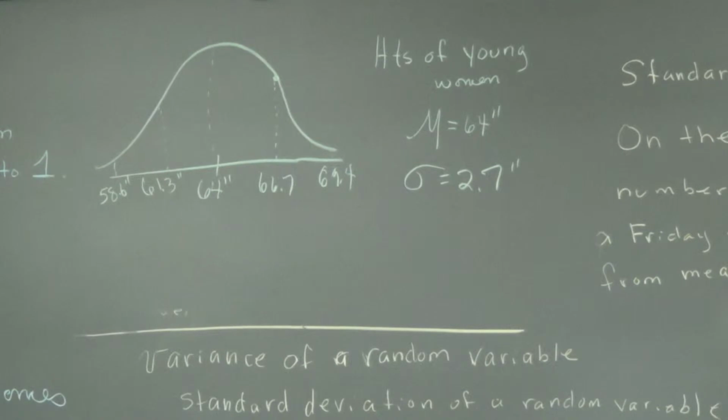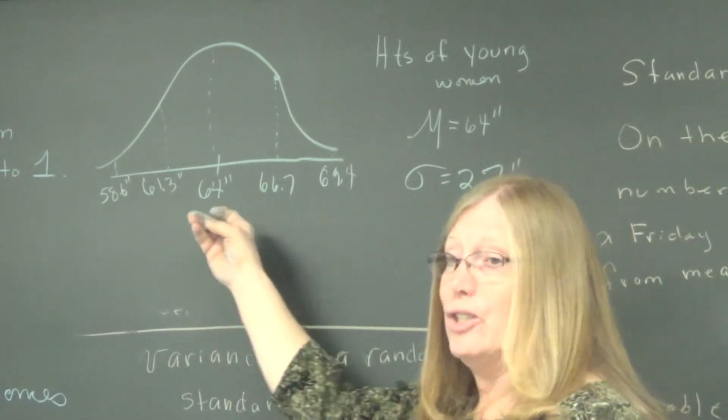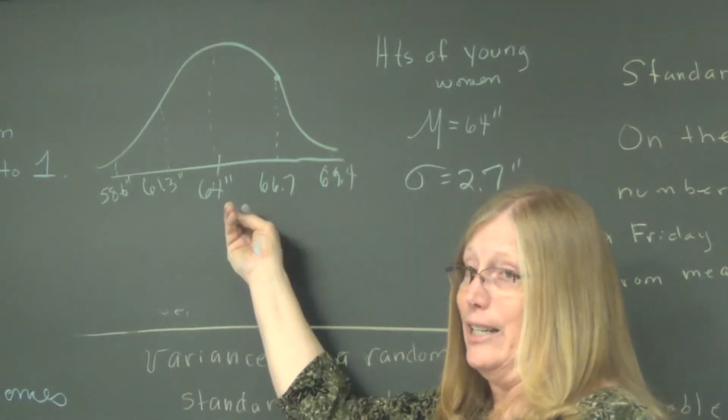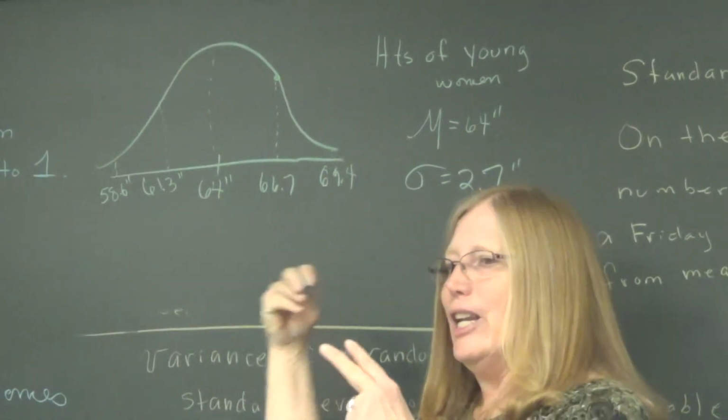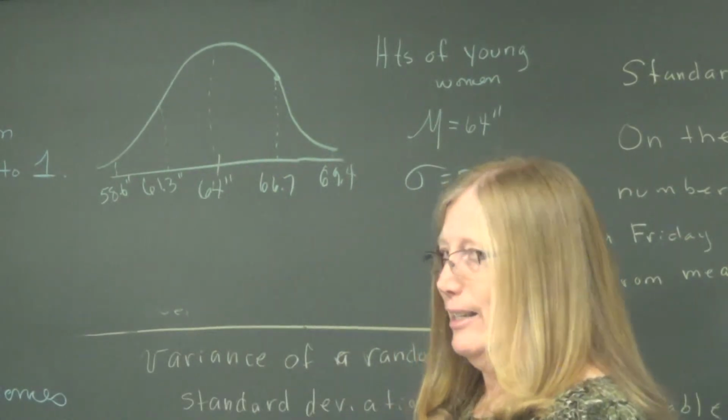So now I'm going to change it to a random variable by saying it like this. I'm going to choose a young woman. Now it is a random variable. Her height is a random variable because when I chose her, it became a chance event, and she was chosen at random. So I've changed it subtly from a density curve to a probability density curve.